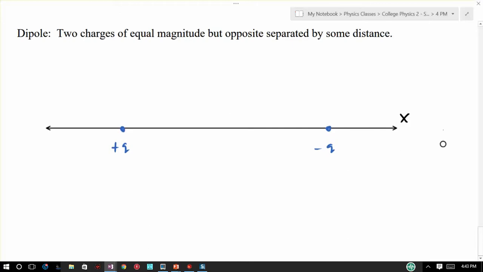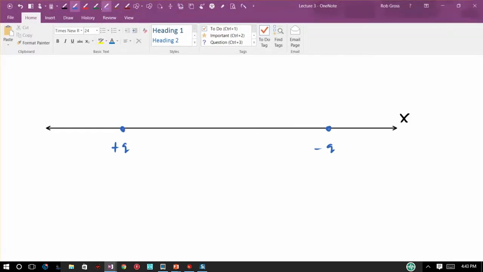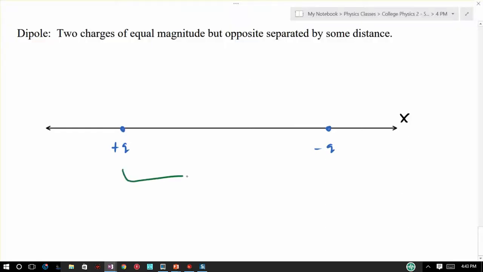What we're trying to do is figure out the field at a few different points around this dipole. These two charges, which are the dipole, are separated by some distance. In the last example it was 0.2 meters, but here it's D in general. D could be anything, just the distance between the charges.